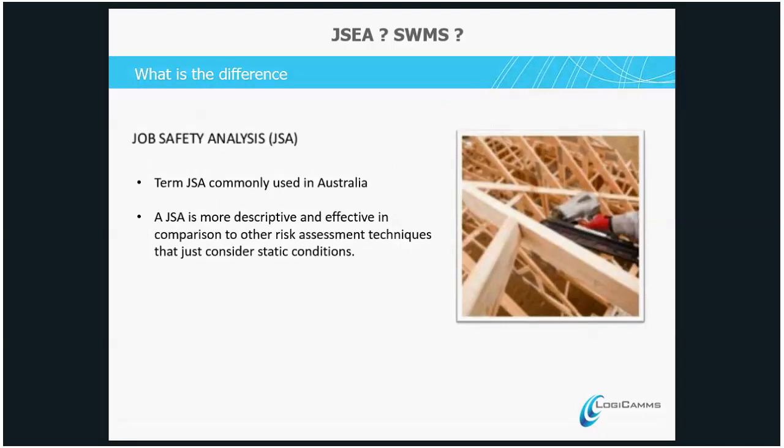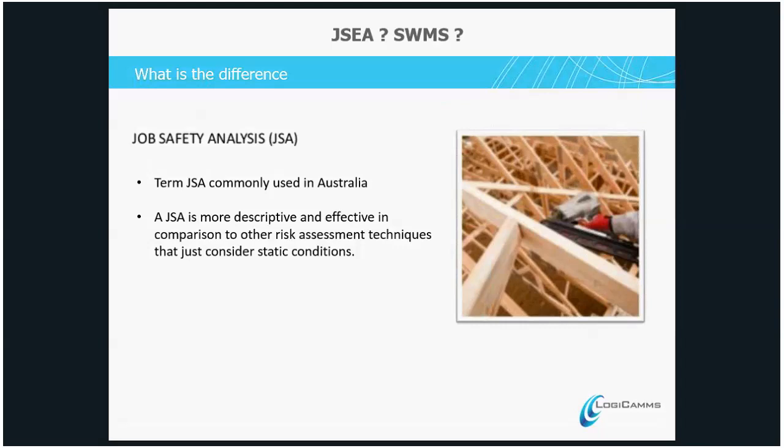The term JSA has been in common use in Australian industry for decades. A JSA is a form of risk assessment which details step by step how the task is to be carried out safely, as opposed to many other risk assessments which only consider static conditions, such as a risk assessment for a machine or a chemical storage. Whereas a JSA is dynamic in accordance with changes to the work scenario.